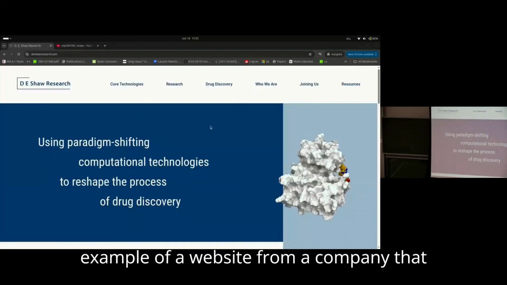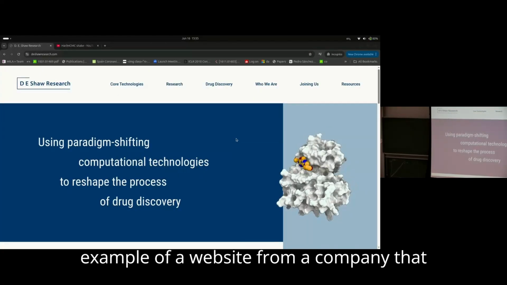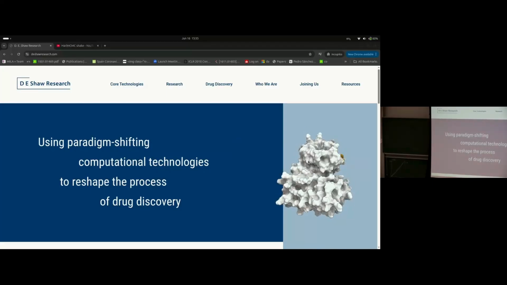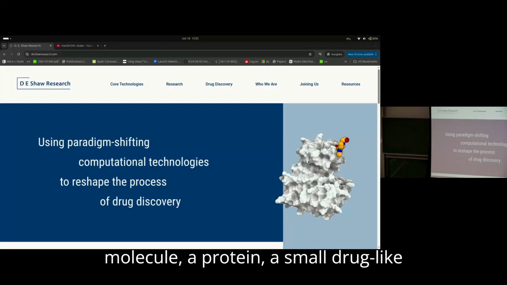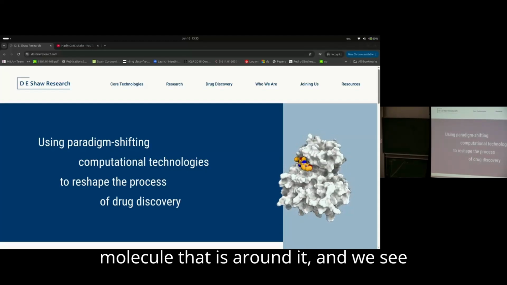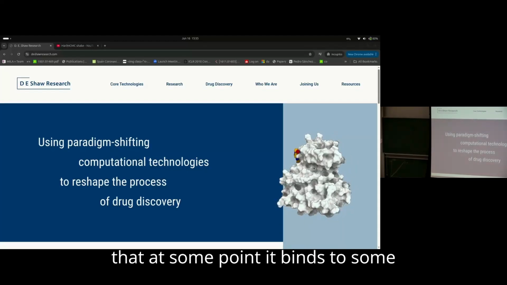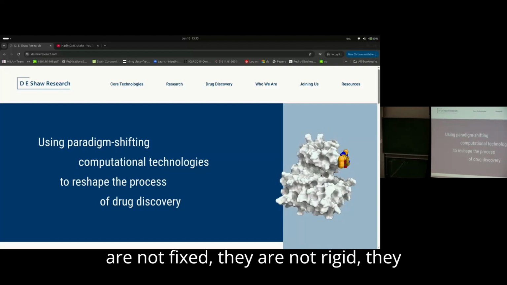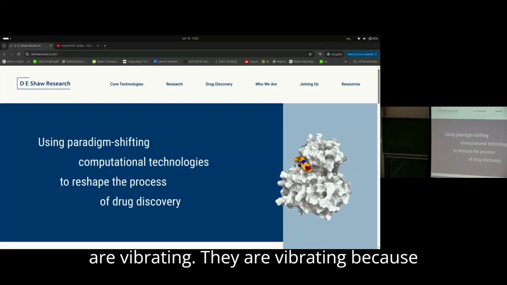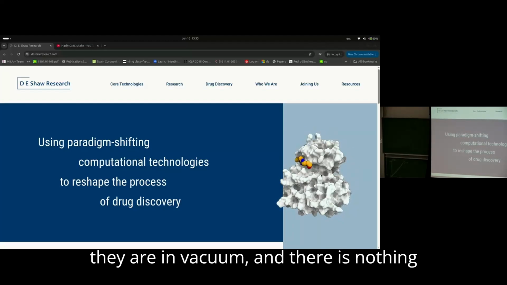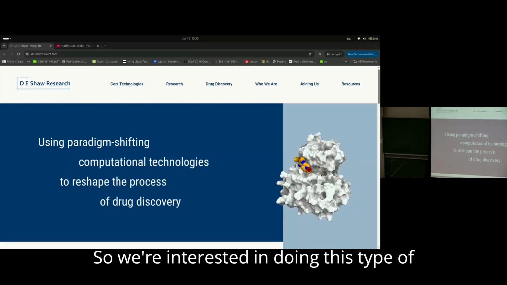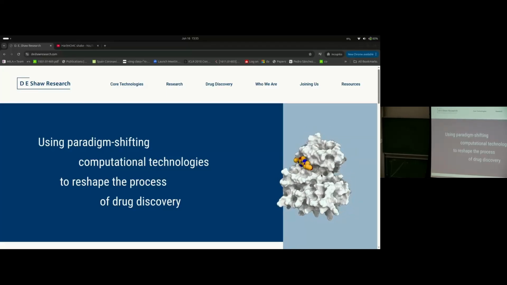This is an example of a website from a company that does simulations of molecules. And what we have here on the right is a big molecule, a protein, and a small drug-like molecule that is around it. And we see that at some point it binds to some location. And the atoms, obviously, are not fixed, they are not rigid, they are vibrating. They are vibrating because they are in vacuum and there is nothing stopping them from moving, okay? So we're interested in doing this type of simulations, okay?